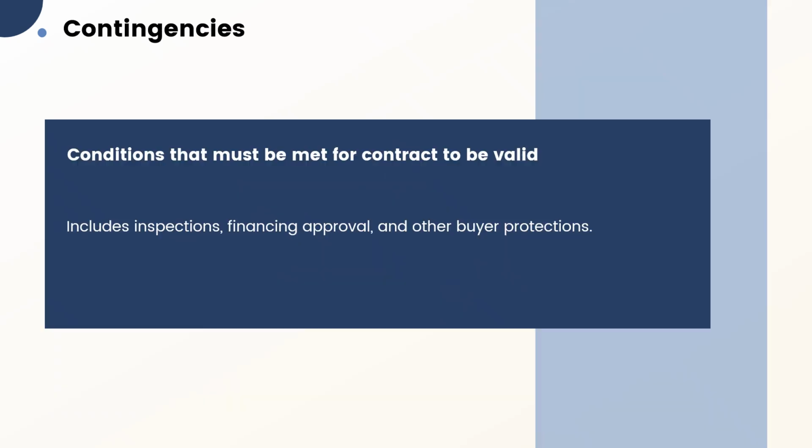Now let's talk about contingencies. A contingency is a condition that must be met for the contract to continue. Common examples include inspection, financing approval, and appraisal-related conditions. These are important because they protect the buyer if something does not go as planned. So when you see the word contingency, think condition or protection.